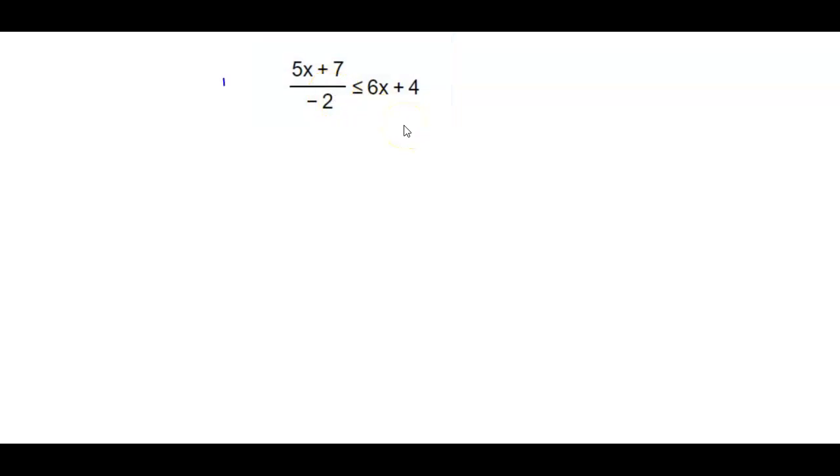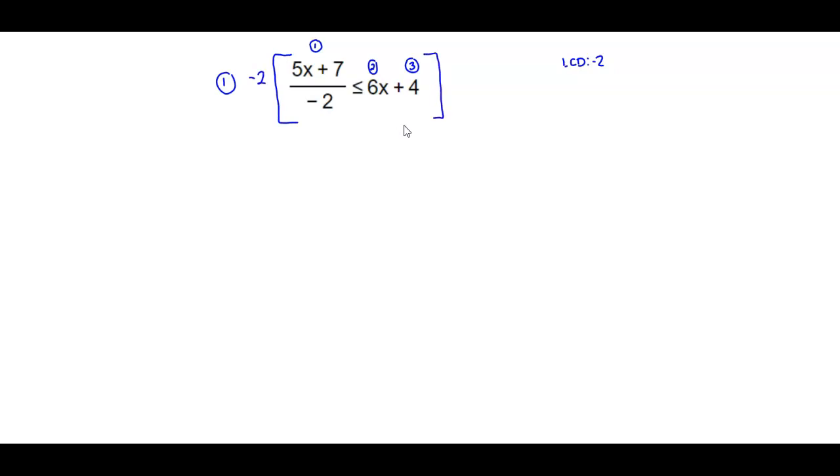Okay, so what we want to do is we don't want to deal with fractions. So if it's possible, we want to be able to eliminate those fractions. The first thing we need to ask ourselves is how many terms there are. There's 1, there's 2, and then there's 3 terms. So we need to then multiply each term by the LCD. Well, the LCD is negative 2. So that means we're going to multiply each term by negative 2.